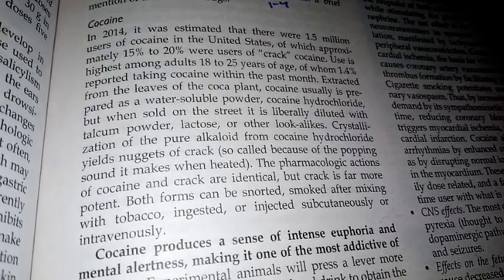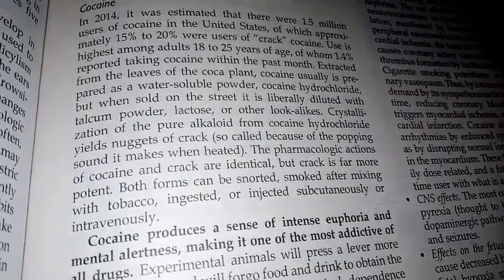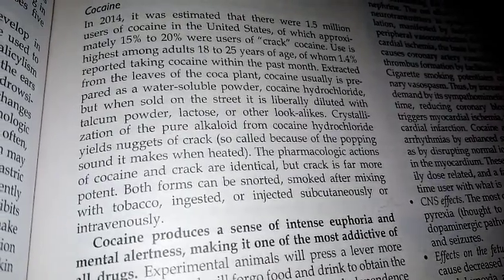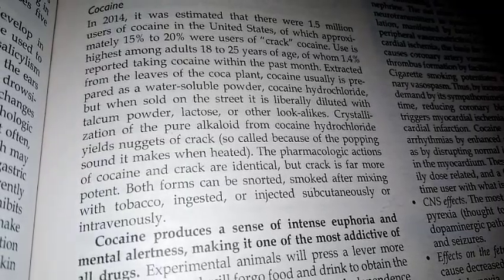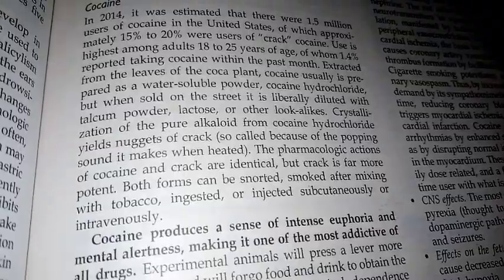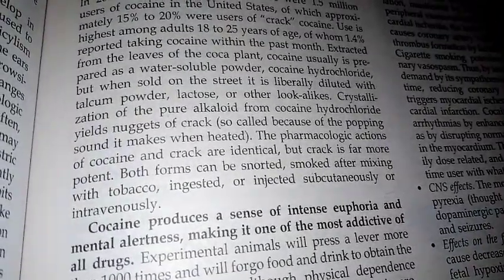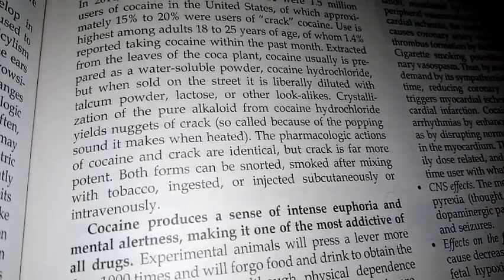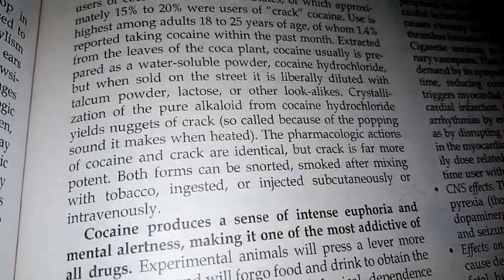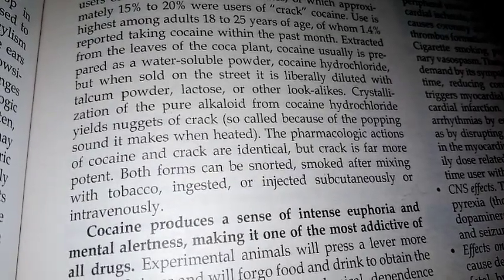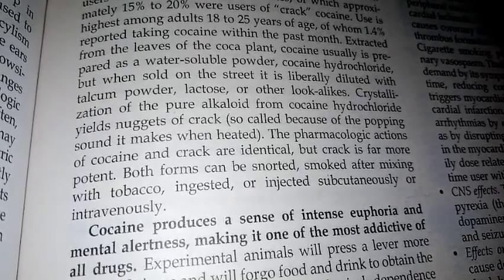Extracted from the leaves of the coca plant, cocaine usually is prepared as a water-soluble powder, cocaine hydrochloride, but when sold on the street, it is liberally diluted with talcum powder, lactose, or other look-alikes. Crystallization of the pure alkaloid from cocaine hydrochloride yields nuggets of crack, so called because of the popping sound it makes when heated.